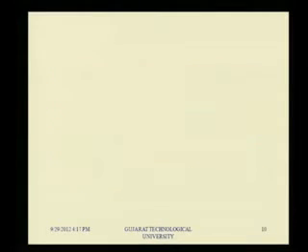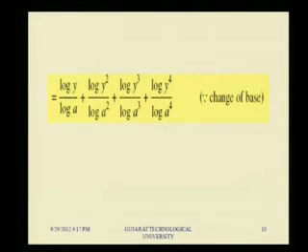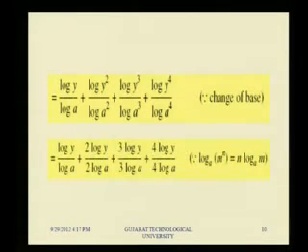Left hand side is given. Here we have applied the change of base property. According to that property, one can write log y over log a plus log y square over log a square plus log y cube over log a cube plus log y raised to 4 over log a raised to 4. Then using the power property of logarithm, one can write this term.